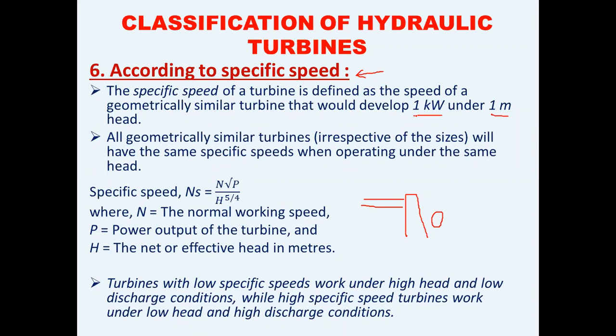Now for any turbine that is geometrically similar to this turbine, which produces 1 kilowatt under 1 meter head, then the speed of rotation of that particular turbine is known as the specific speed. I'll explain it again.